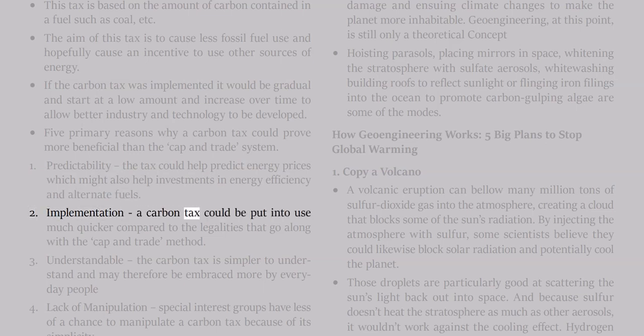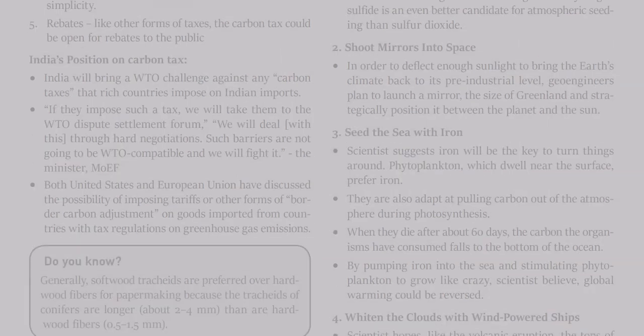2. Implementation. A carbon tax could be put into use much quicker compared to the legalities that go along with the cap and trade method. 3. Understandable. The carbon tax is simpler to understand and may therefore be embraced more by everyday people. 4. Lack of manipulation. Special interest groups have less of a chance to manipulate a carbon tax because of its simplicity. 5. Rebates. Like other forms of taxes, the carbon tax could be open for rebates to the public.